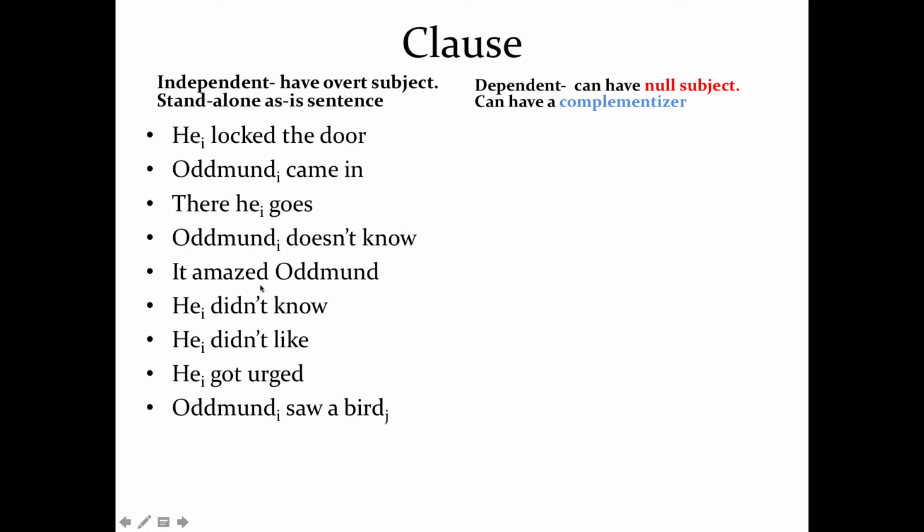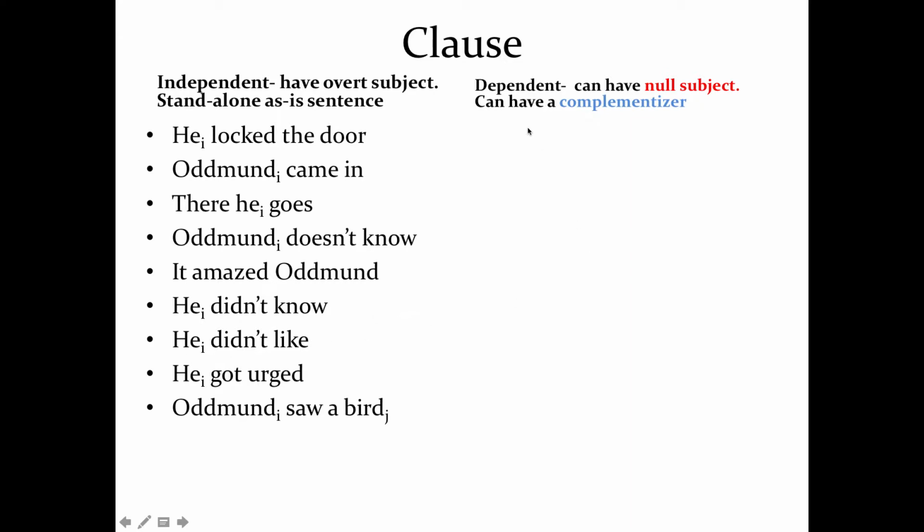He doesn't know. It amazed Oddmund. Again, I've got a subject, it, and then a predicate, amazed Oddmund. He didn't know. Oddmund didn't know. He didn't like. Oddmund didn't like. Now I feel like I'm missing an object here. He didn't know something. He didn't like something.